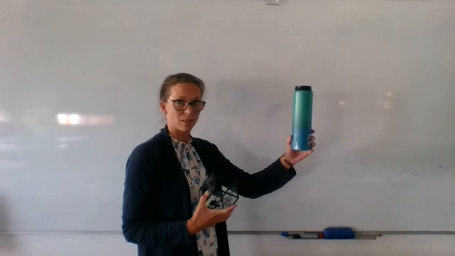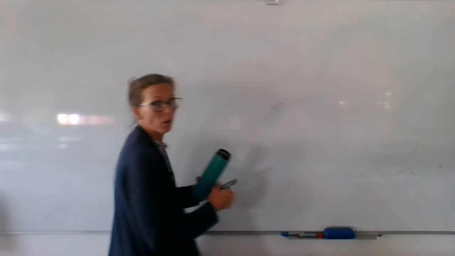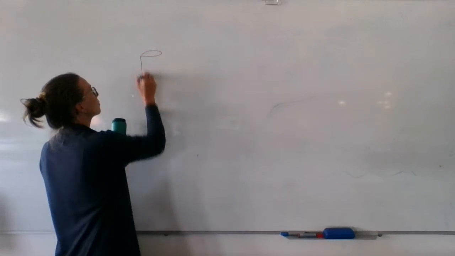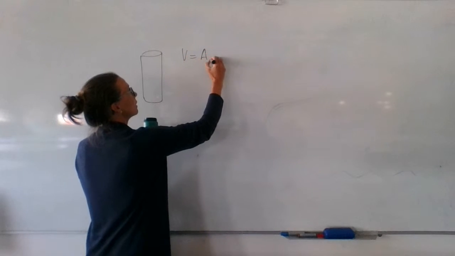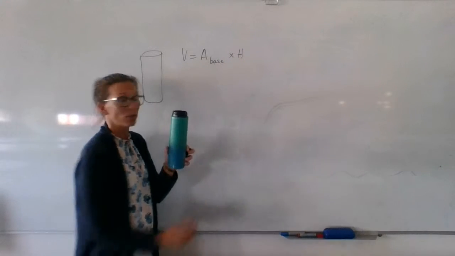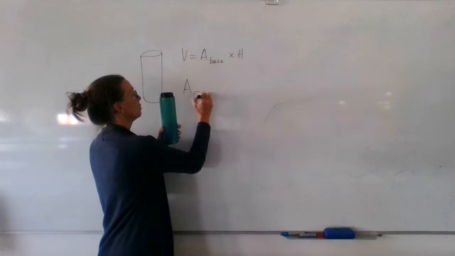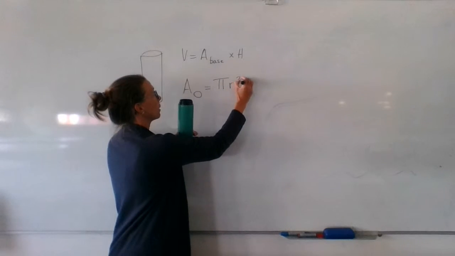Right, so let's start with the cylinder, the water bottle. Remember that the volume of a cylinder is equal to area of the base times the height. So let's have a look. Area of the base, so it's a circle. So we're going to use pi times r squared.